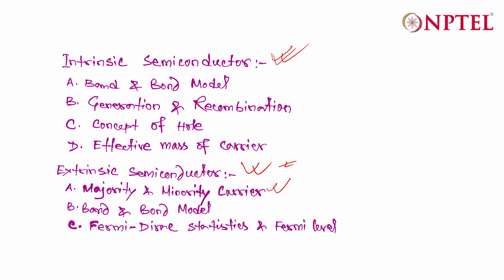Similarly, for extrinsic semiconductor also we will see majority and minority carriers, because in intrinsic semiconductor we only have one type of carrier. I mean, the other type of carrier is also present, but when we dope it, we actually create the carrier that we want. So we will see the majority and minority carriers, band and bond model, and Fermi-Dirac statistics and Fermi level. This concept is also very important for semiconductor devices.